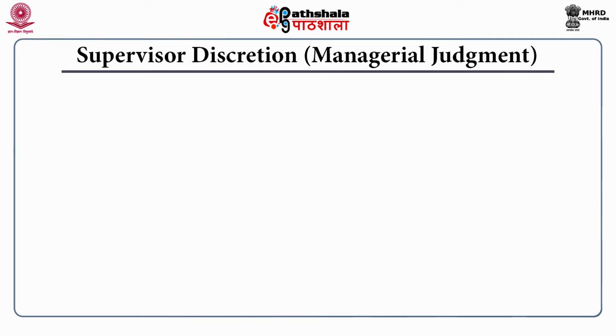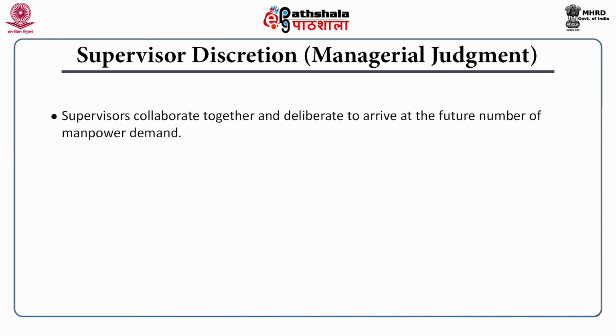Supervisor discretion. This is the most popular approach to qualitative manpower demand forecasting. The method is not at all complex. The following methods include supervisors collaborating together and deliberating to arrive at the future number of manpower demand. Small and large scale organizations may resort to this approach. This can be tackled in two different ways.